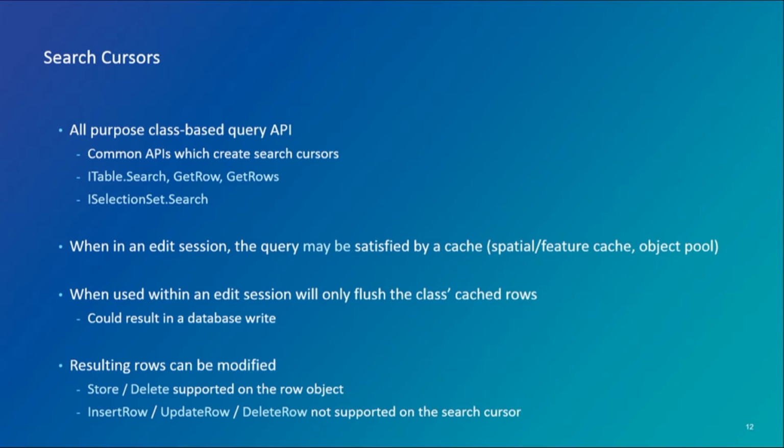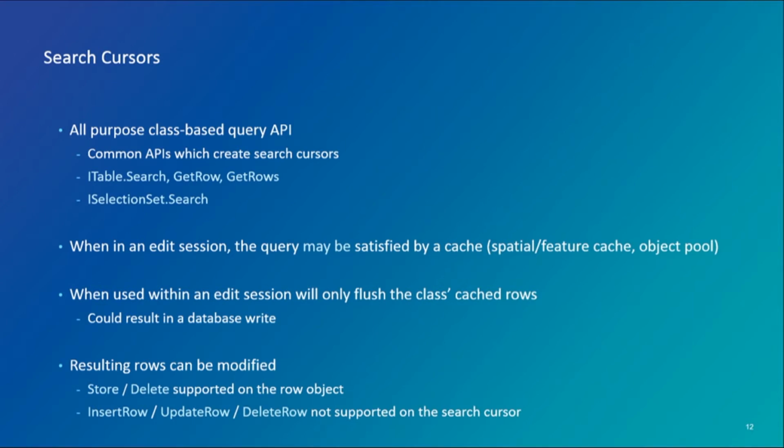So one of the interesting things about search cursors is that if you're inside of an edit session, the query may actually be satisfied by the cache, either a spatial or a feature cache or the object pool, the editing cache that we keep in the geodatabase. This is not true of the other types of cursors. Only search cursors have this behavior. When it's used within an edit session, the creation of the cursor may cause any of the cached rows to be flushed. And this is so we can see exactly what the query will give as a result at that time.